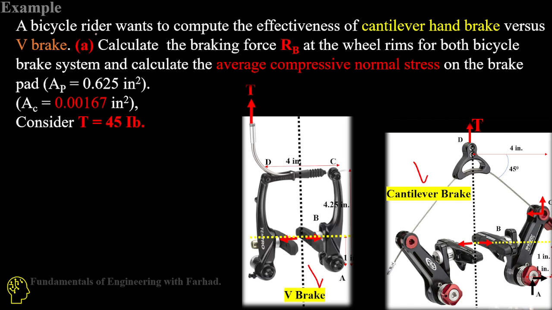So a bicycle rider wants to compute the effectiveness of the cantilever hand brake versus the V brake. Let's calculate the braking force RB, which applies in both systems, and also the average compression normal stress, the average sigma, on both pads and the cable itself. The area of both of them is provided, and let's consider a tensile force of 45 pounds applied on both brake systems.